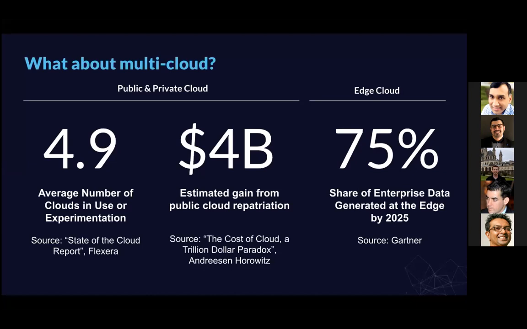But this is becoming more and more prevalent, and this is some data from a variety of sources. Flexera puts out a State of the Cloud report every year, and 4.9 is the average number of clouds in use by enterprises and companies. If you think about that, that's mind-boggling, which means on average a company or enterprise is using almost 5 different clouds, whether it's Amazon or Google, or even DigitalOcean or IBM.